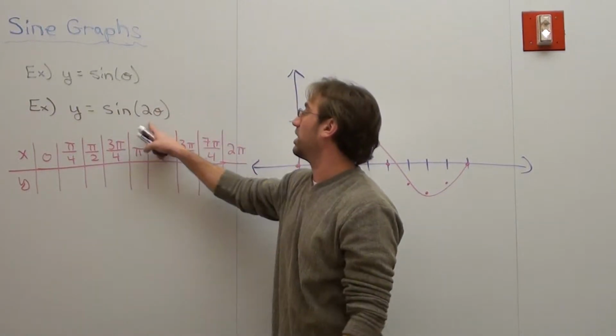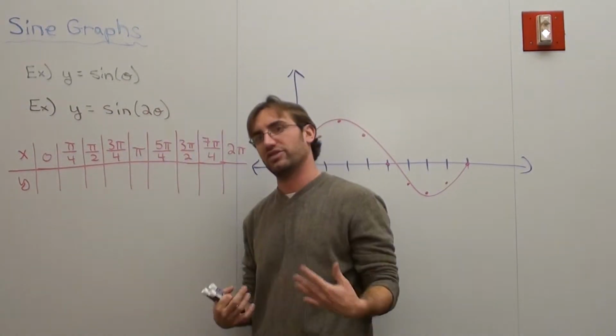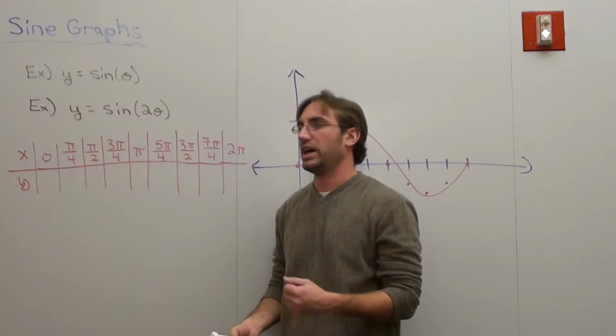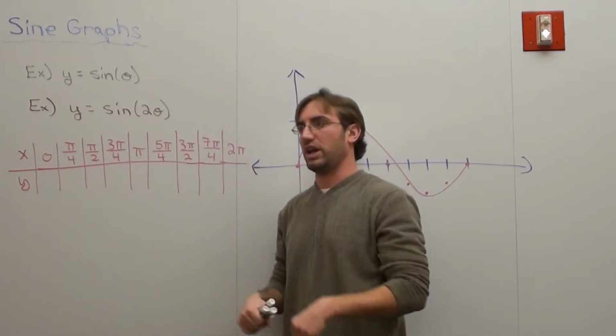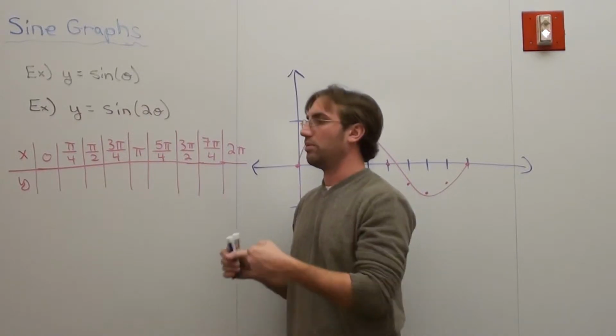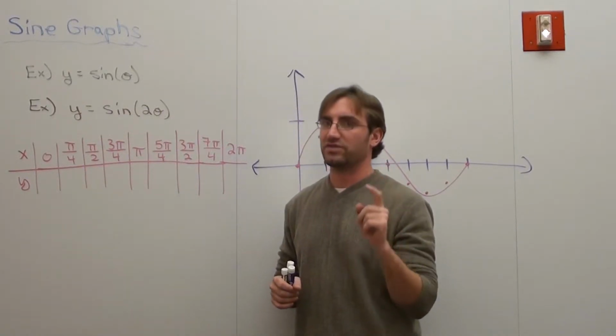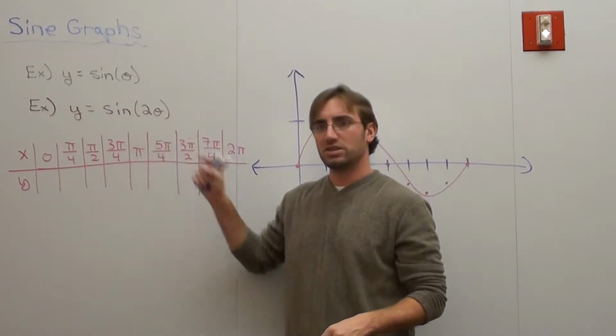Well, what's going to happen when I do this? 2 times theta, how does that affect the graph? See, people say, oh, it gets higher. No, that's amplitude. It moves up or down. No, that's vertical shift. It moves from side to side. No, that's phase shift. What does this do?